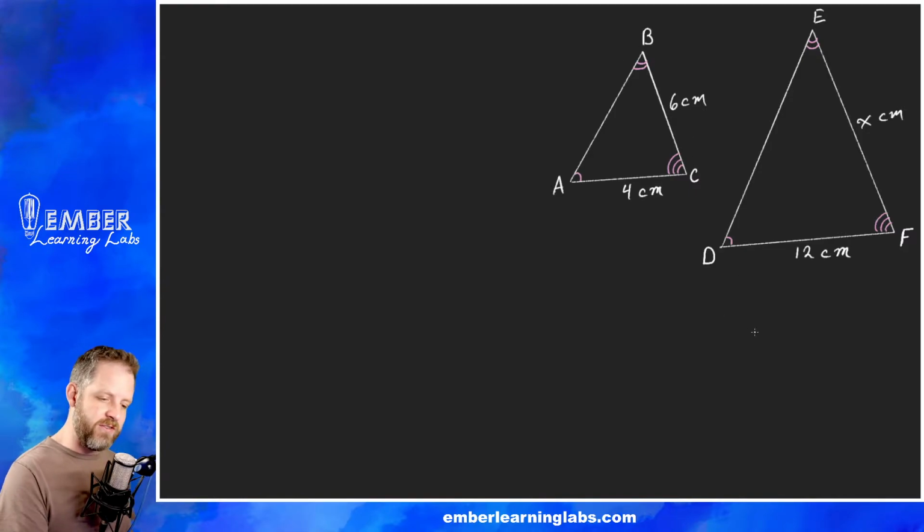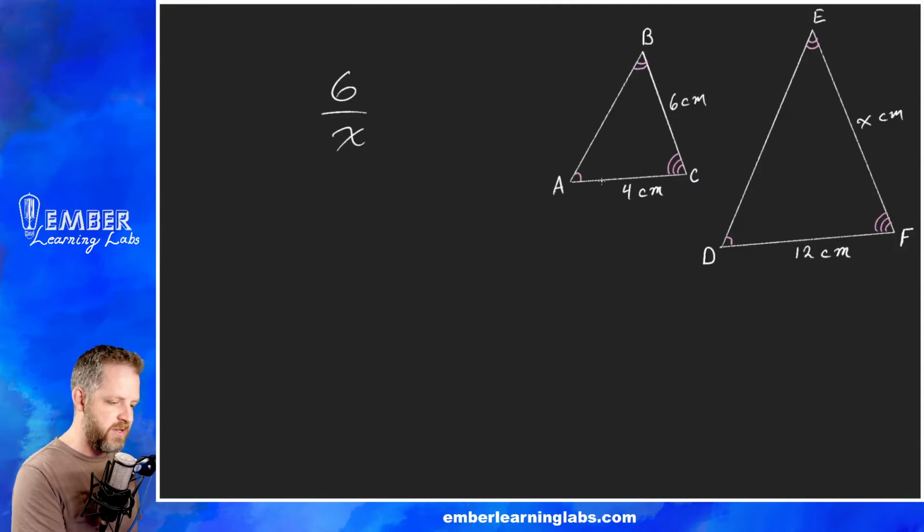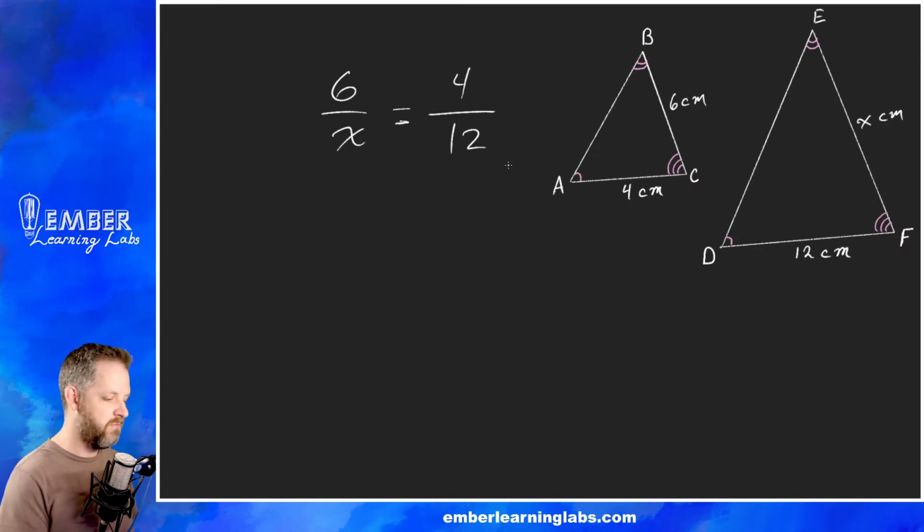So this 6 goes with the x. So we're going to do 6 to x. It's between the double marks and the triple marks. And that goes with, now the 6 is the small triangle, so we're going to put small triangle on top, 4, between the single marks and the triple marks, to 12. Set up a proportion, solve it. We've been doing that for several lessons at this point. We're going to cross multiply and divide, just like we always do with a proportion.